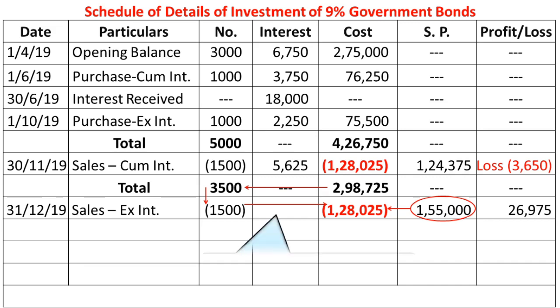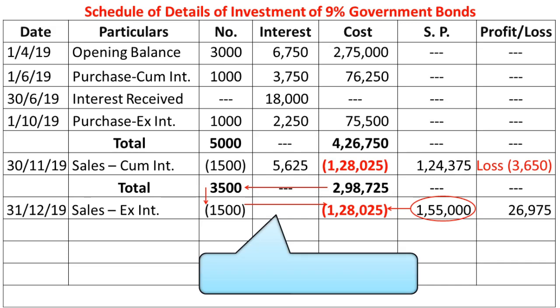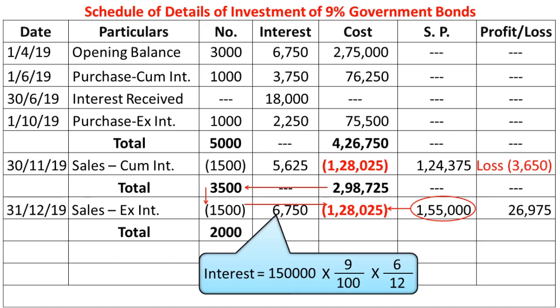Now we require to calculate the amount of accrued interest on this sales transaction. So nominal value is 1,50,000, rate of interest is 9%, and the period of accrued interest is 6 months. So 6 divided by 12, or 6 upon 12. So the answer is 6,750. So we'll find out the total now. We were having 3,500 government bonds, out of which we have sold 1,500 government bonds. So balance is 2,000. Accordingly, we'll find out the balance of cost, which is 1,70,700.